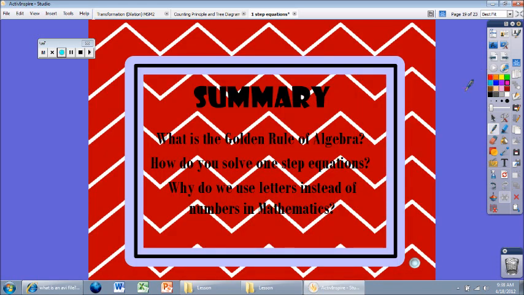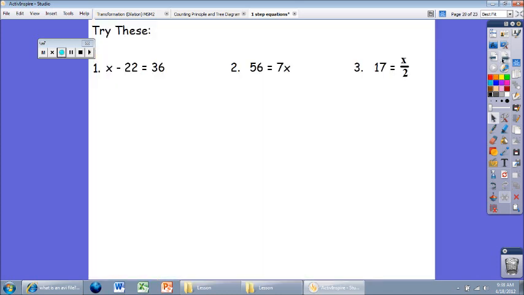Alright, so to sum it all up, golden rule of algebra, always do to one side what you do to the other. How do you solve a one-step equation? We do the inverse operation in order to isolate the variable. And it says, why do we use letters instead of numbers in mathematics? Because it's just a variable, and sometimes we don't know what that number is, and so we use a variable for an unknown number.